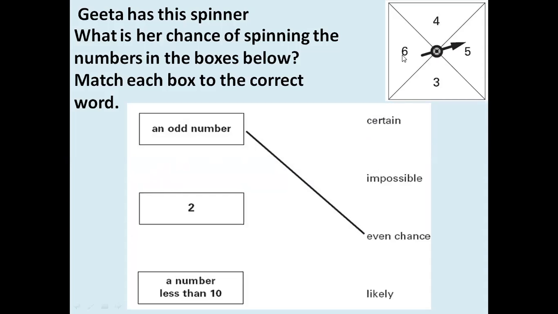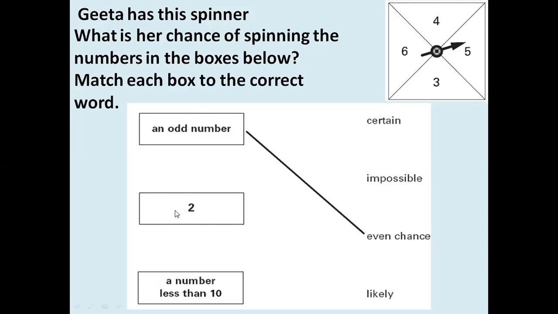So getting an odd number. Do you see odd numbers among these numbers in the spinner? There are 3 and 5 as odd numbers. So we have 2 odd numbers out of how many numbers in the spinner? 4. So we call this even chance. Why even chance? Because the number of odd numbers is 2 out of all the numbers, 4. 2 out of 4, 2 is half of 4 already. So this is even chance.